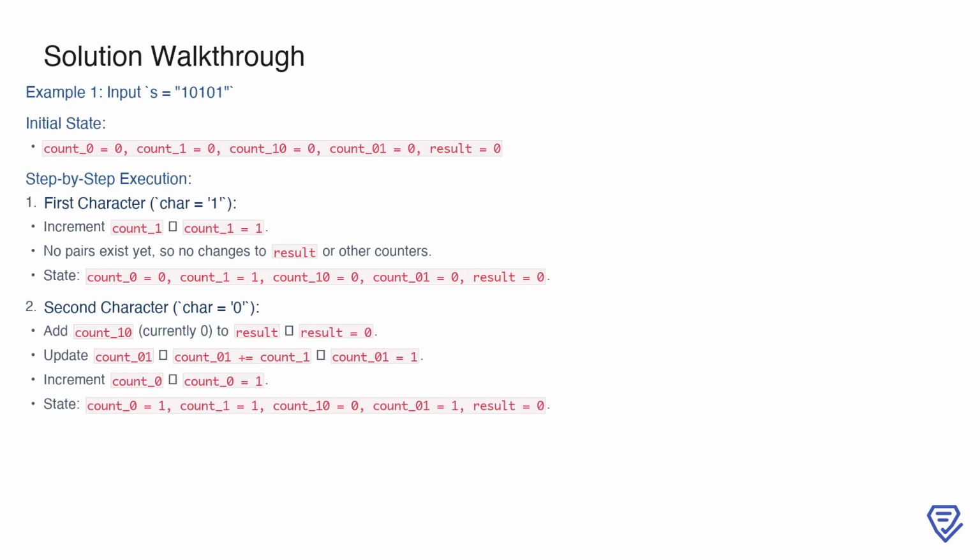We begin with the input string s equals 10101. Initially, all our counters are set to 0: count_0, count_1, count_10, count_01, and result. Now, for the first character, which is 1, we increment count_1 by 1 since we encountered a 1. At this point, no pairs exist yet, so the result and other counters remain unchanged.